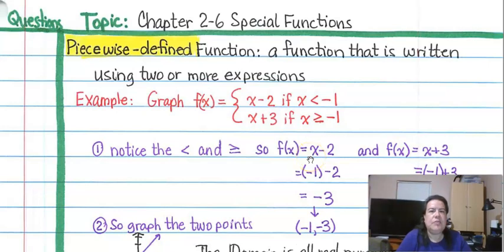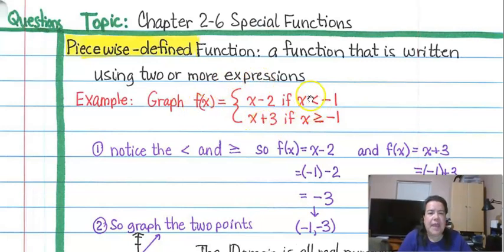So chapter 2-6 is all about special functions. And so special functions are, there's different types. First, we have the piecewise defined function, so pieces. This function is usually in pieces, and what determines those pieces? Well, you have two or more expressions that'll tell you what to do.